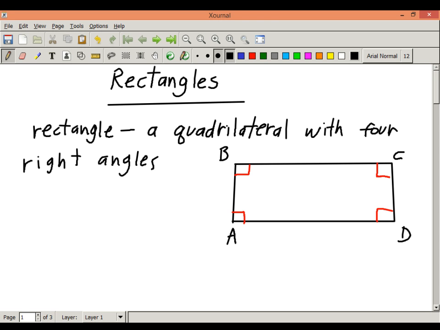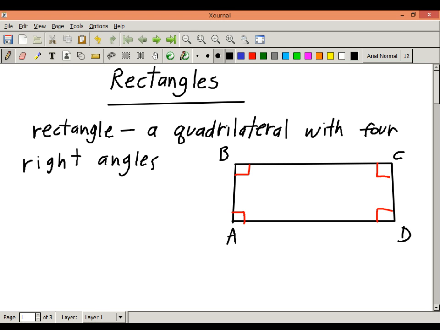Okay, welcome back, everybody. We have a video today about rectangles. So we're going to learn two very important theorems about rectangles, and so it should be a relatively short video. There's no examples on this video today. We'll look at our assignment to get practice with that.